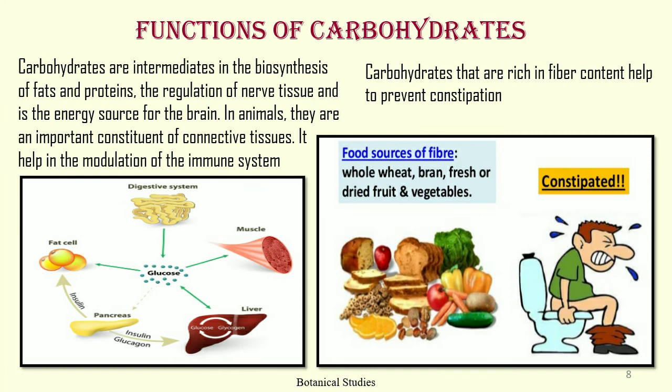Carbohydrates get associated with lipids and proteins to form surface antigens, receptor molecules, vitamins and antibiotics. In animals, they are an important constituent of connective tissue. They also help in the modulation of the immune system. Carbohydrates are rich in fiber content, which helps to prevent constipation. So this is all about the physical and chemical properties and functions of carbohydrates.